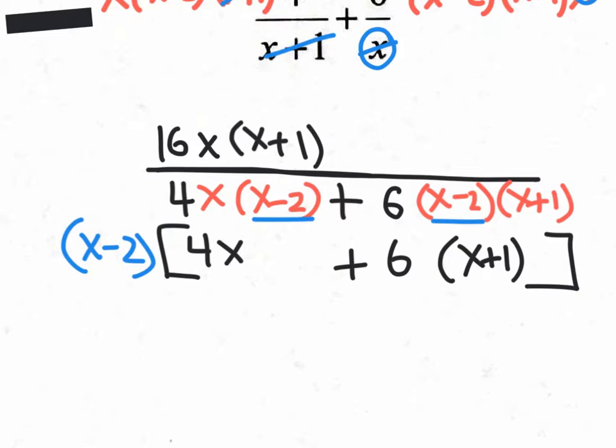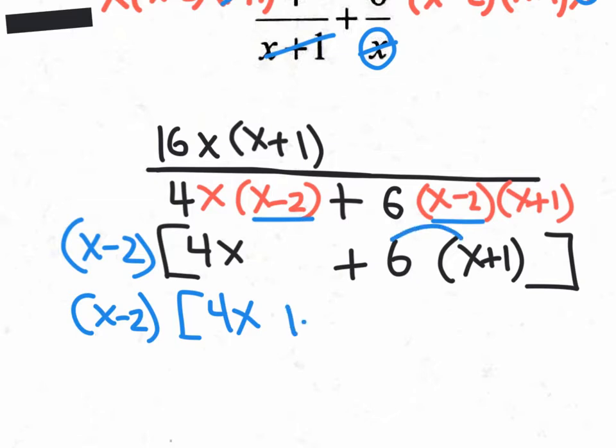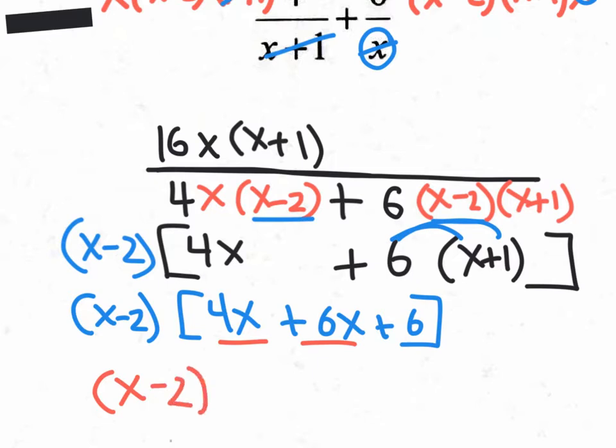Now, if I want to simplify this a little further, I'm going to rewrite it one more time. I have an x minus 2 bracket, and this is going to be 4x. And this 6 times x gives me a plus 6x. And the 6 times 1 gives me another 6. And one final time, I'm going to combine the x with the x. So my final denominator will be x minus 2 bracket 10x plus 6. Okay? So this is what's on the bottom.